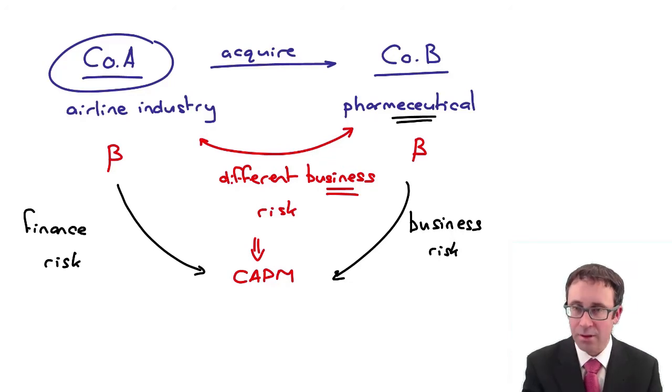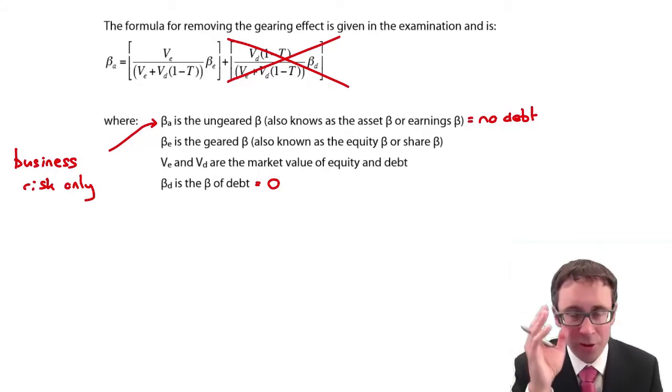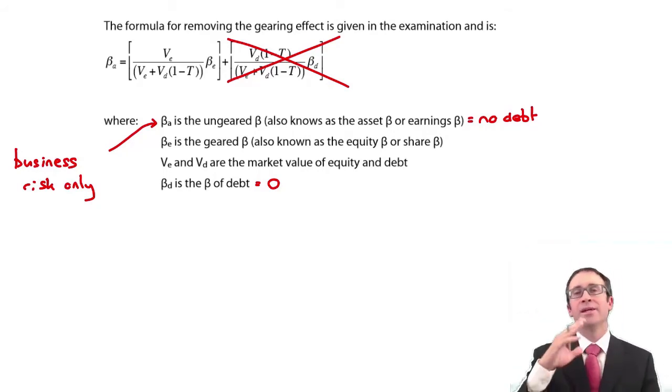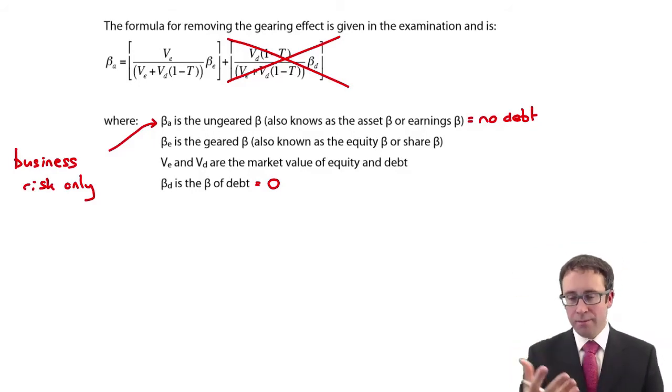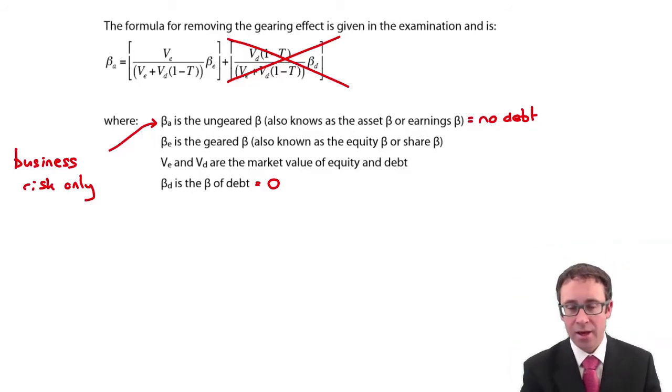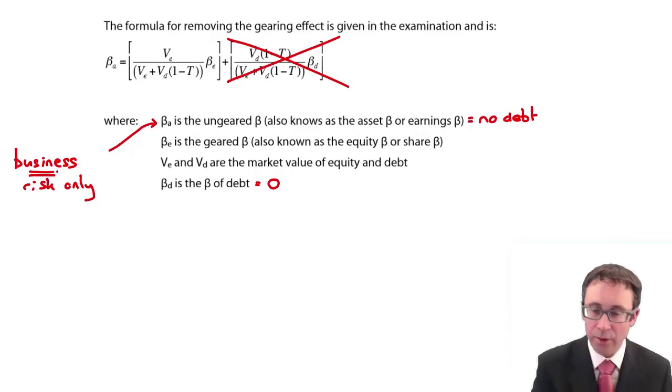Okay, that's why it gets complicated. We're thinking we'll have to de-gear it, re-gear it, it goes crazy. Okay, but keep the terminology at this moment in time, before we get into the overall big finale, that beta asset is looking at the business risk only.